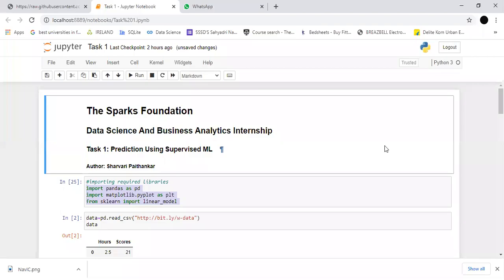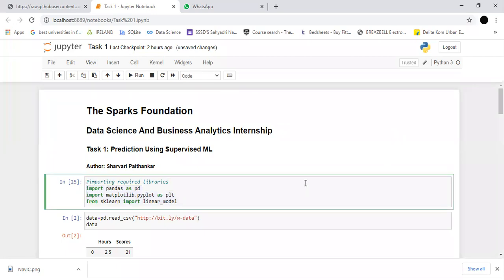I'm Shagari Paithankar, and this is task 1 of my Data Science and Business Analytics Internship program at Sparks Foundation. This task is about data prediction using supervised ML.